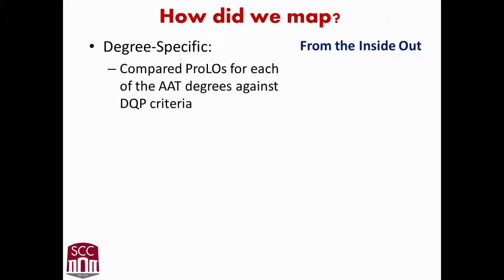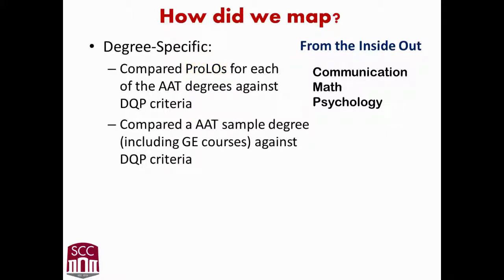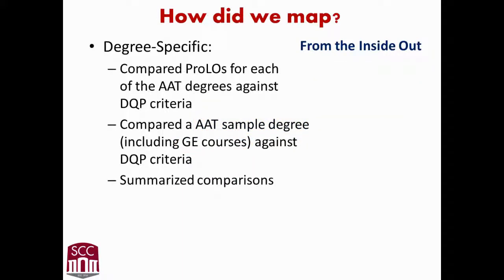First, we compared the program learning outcomes for each of our AAT degrees that we identified against the DQP criteria, so specifically just the program learning outcomes for each of communication, math, and psychology degrees. Then we expanded beyond the specific PROLOs for each of the programs and looked at what courses a student would take to get an AAT degree. So this would include the GE courses, and we compared those against the DQP criteria. And then we summarized our comparisons.